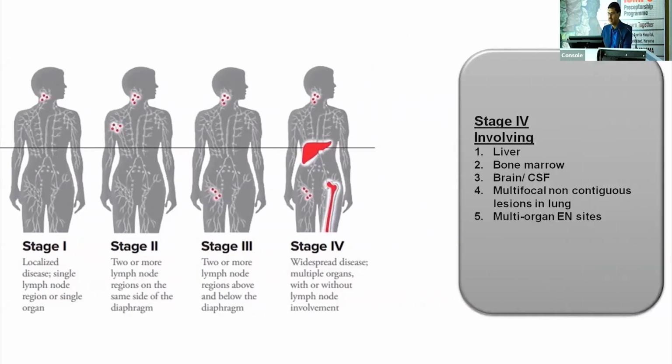Right. So stage 4, as per the current 2014 Lugano understanding, is involvement of liver, bone marrow, brain or CSF in a patient with systemic lymphoma, multifocal non-contiguous lesions in lung (we will see an example), and multi-organ extranodal sites. Now, this is something which can always be subjective. We will see with examples, but this is what is the accepted definition of stage 4.